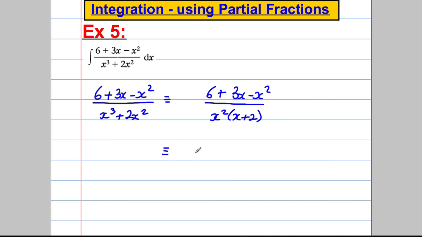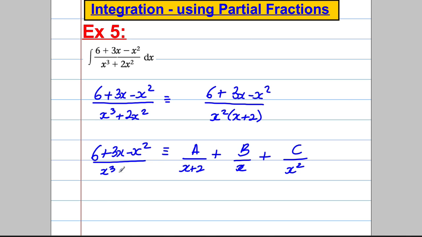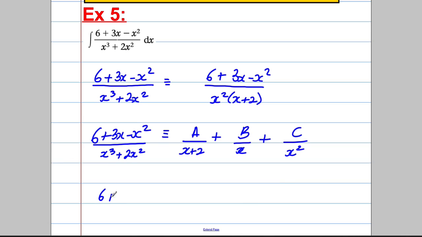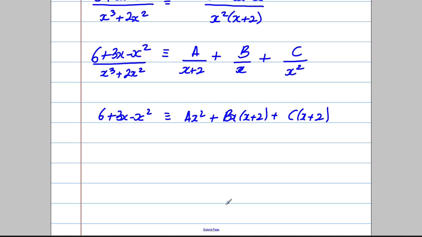So this would be in the form some number over this factor, which is x + 2, plus some number over this factor, which is x, plus some number over that factor repeated, which would be x squared. And that would be the (6 + 3x − x squared) all over x cubed plus 2x squared. So my next line of working would be that 6 + 3x − x squared would therefore be equal to ax squared plus bx(x + 2) plus c(x + 2), like that. And I could find my a, b and c in the usual way.